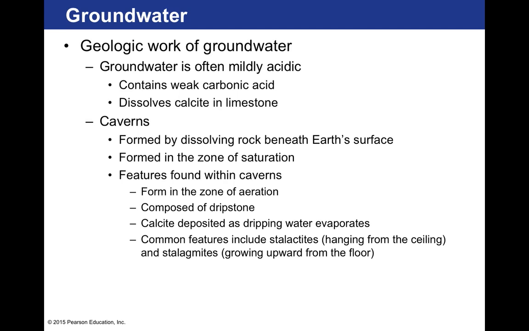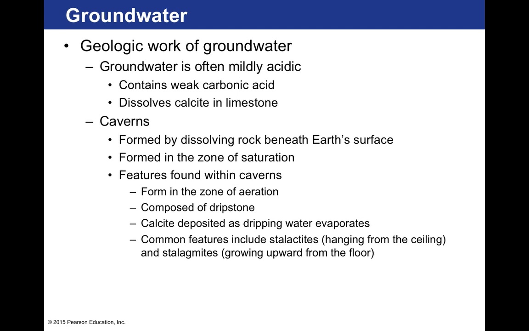There are also a lot of naturally occurring things that groundwater does underground. Groundwater is often not basic, or doesn't have a pH of 7. It would actually be lower than 7, which would make it acidic. That can combine with carbon dioxide to create a weak carbonic acid. What this can do is form caverns by dissolving rock underneath the Earth's surface. And this is typically formed in the zone of saturation because you have to have water for this to happen.